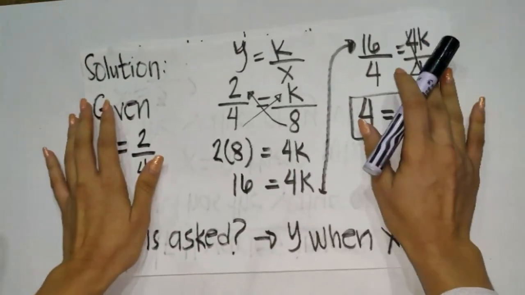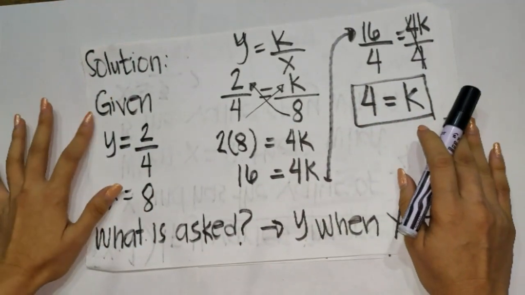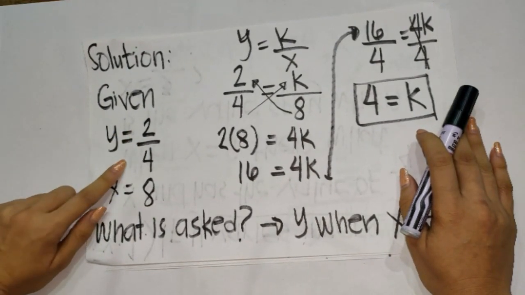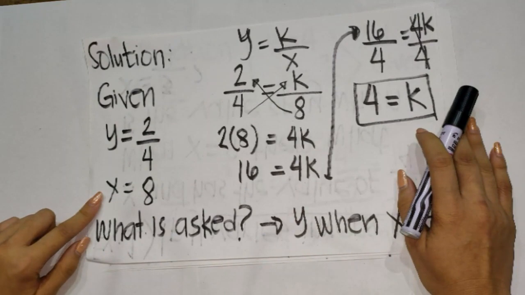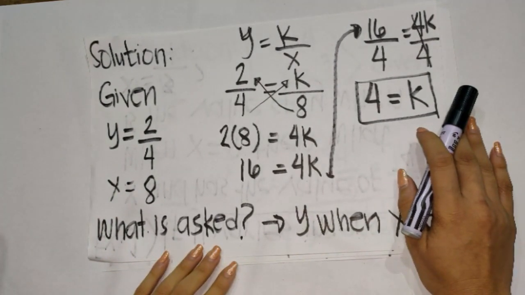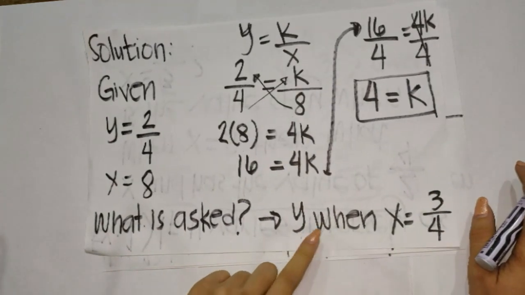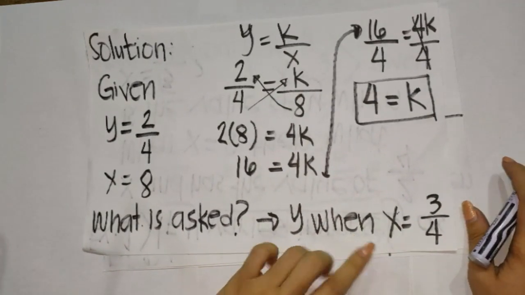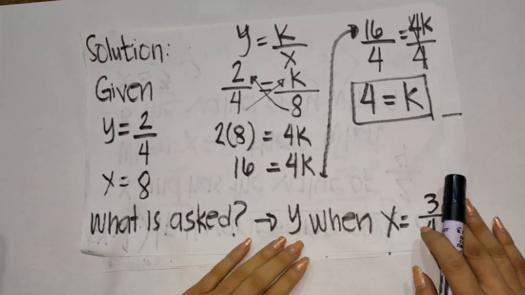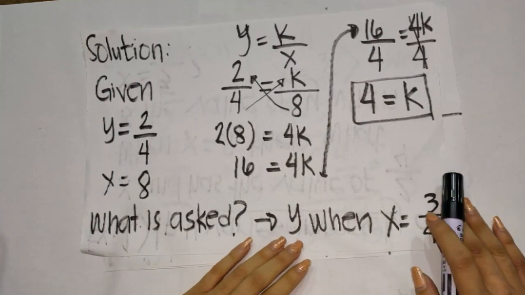To solve that problem, first thing we need to do again is to write the given, where our y is equal to 2 over 4 and our x is equal to 8. But what is asked in our problem? What is the value of y when our x is equal to 3/4? But to get this, we should find first the value of our constant number, which is the k.